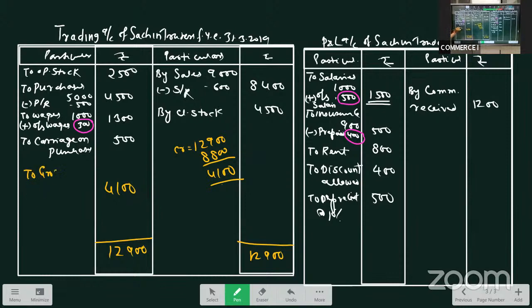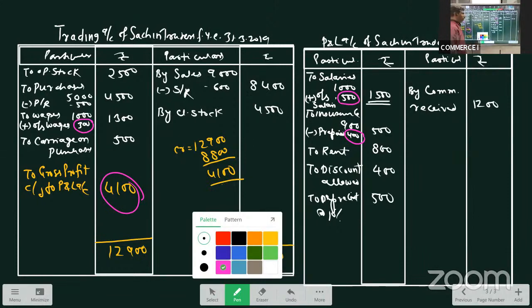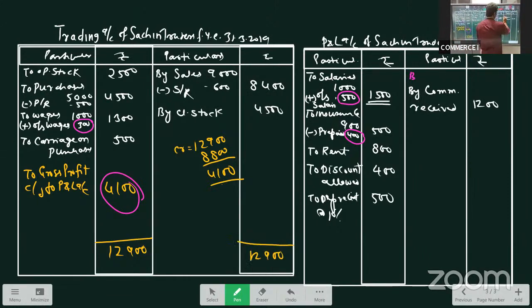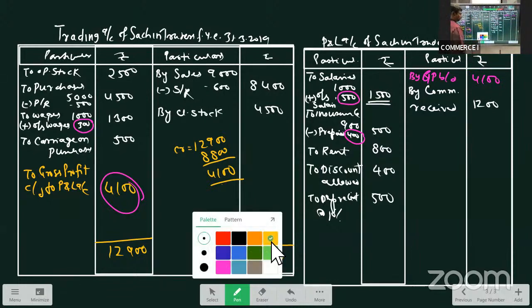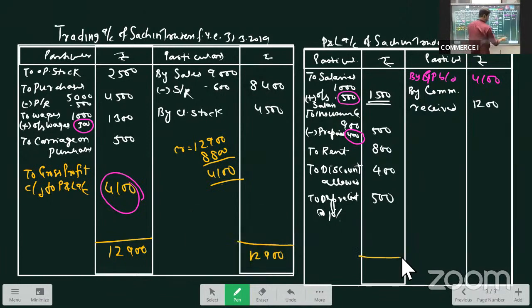To gross profit carried down to P&L account. Gross profit from here, it will be transferred to P&L account. This 4,100 will show here as by gross profit brought down. Now let us close P&L account.